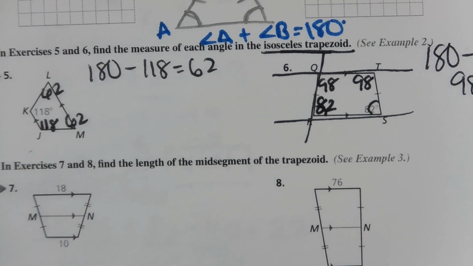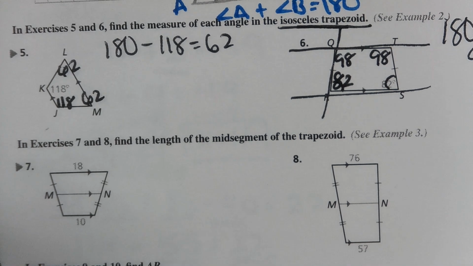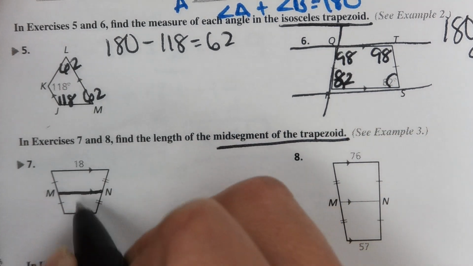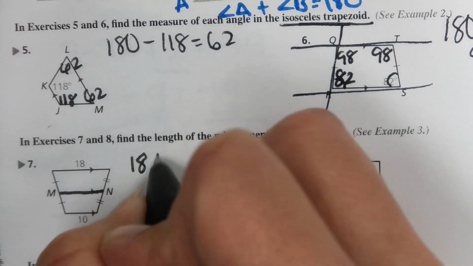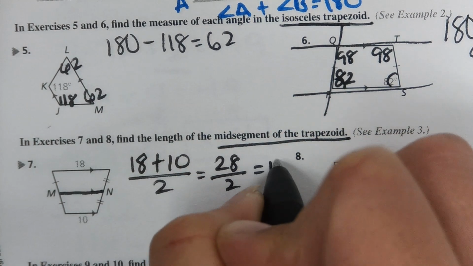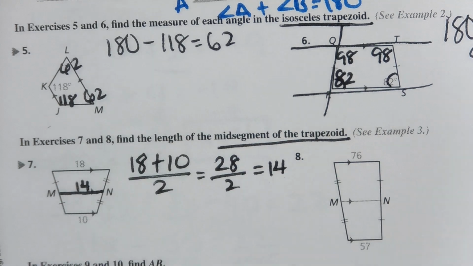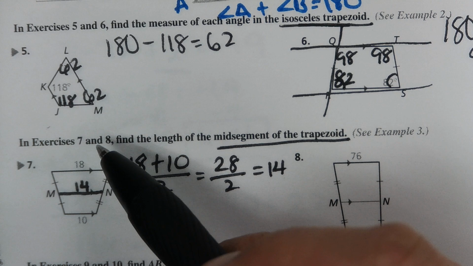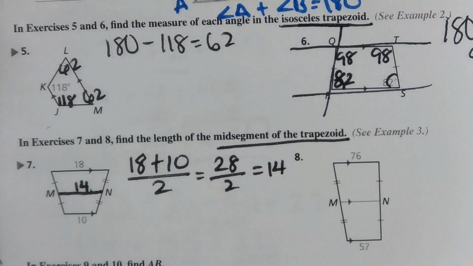Okay, next. It says find the length of the midsegment of a trapezoid. The midsegment right here is the average of these two numbers, so we can just add them and divide by 2. We get 14, so this length is 14. Some of you might have been able to just look at that and know that the middle number between 18 and 10 is 14. That's fine if you can do that, but we have to be prepared if you can't.